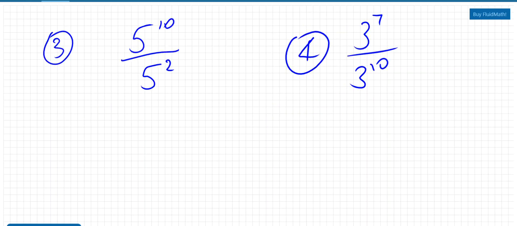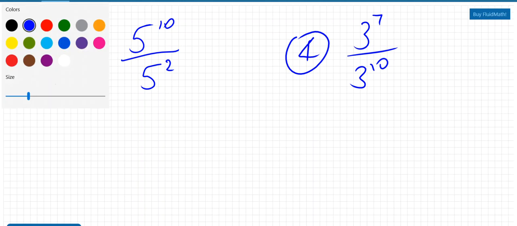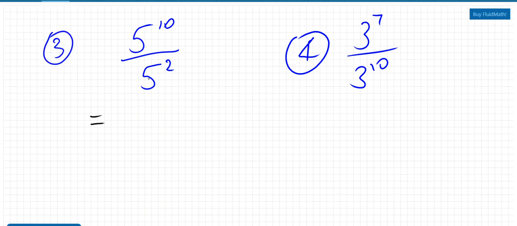Okay, so try these questions. We are still dividing. They are just written in fraction form. With our first one, I can see my base on top is 5 as well as the bottom. So 5 is my base. And then I'll just go 10 take away 2. 10 take away 2 is just 8. Nice and easy. Number 4, I can see my base is a 3 on top and bottom. So I'll write down my 3. And then I can see I've got 7 on top, which is smaller. So I will have 7 take away 10, which leaves me with a negative 3. So I hope you had a negative 3 there.